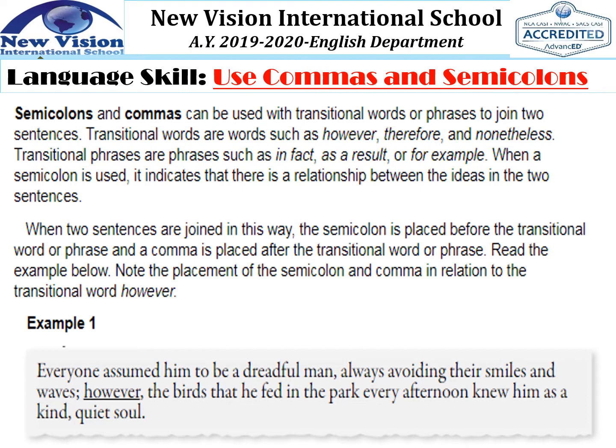Take a look at the placement of the semicolon and the comma in relation to the transitional word, however. Now, for example number 1: Everyone assumed him to be a dreadful man, always avoiding their smiles and waves; however, the birds that he fed in the park every afternoon knew him as a kind, quiet soul.